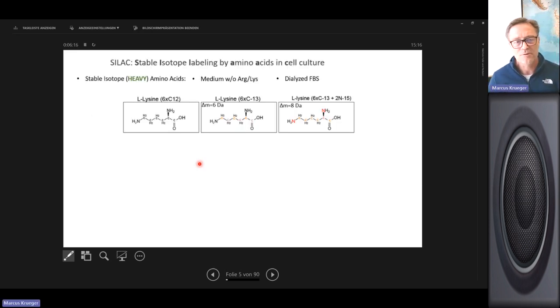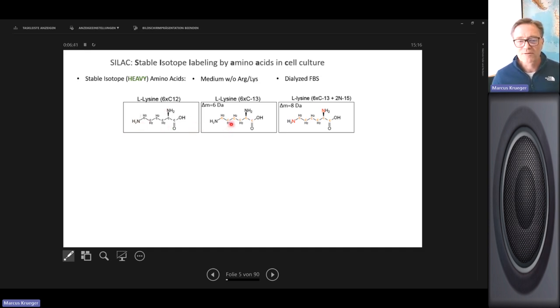And how does it work? The idea today is to give you more basic knowledge about those techniques. What we can do is take certain amino acids, and of course the best amino acids, and I'll come to that later, are arginine and lysine. Here is an example for lysine, which is the light lysine. This is a normal structure with all natural isotopes.